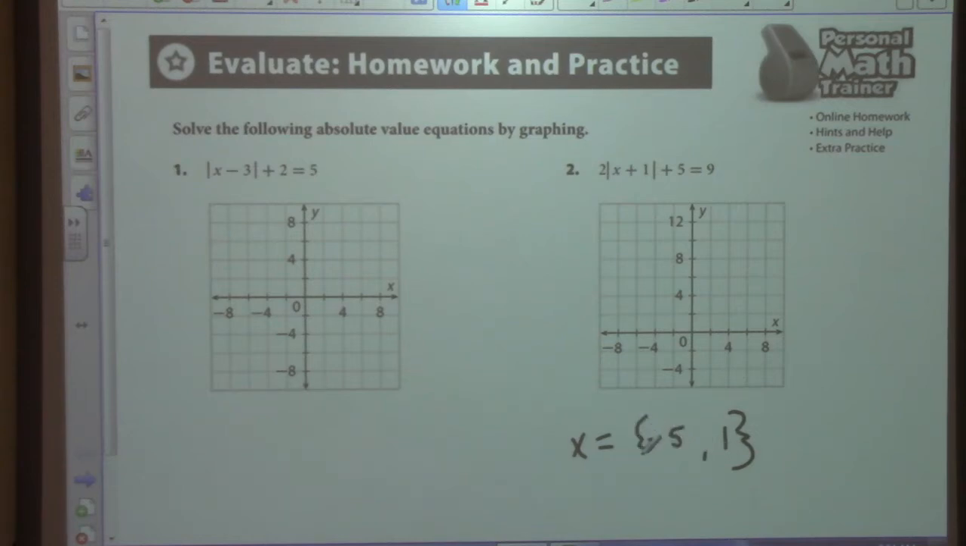So let's test these out. If we test -5, what's -5 plus 4? -4, right? And that turns positive. So -4 becomes positive, 2 times 4 is 8, and 8 plus 5 is not 9. So -5 does not work, does it?